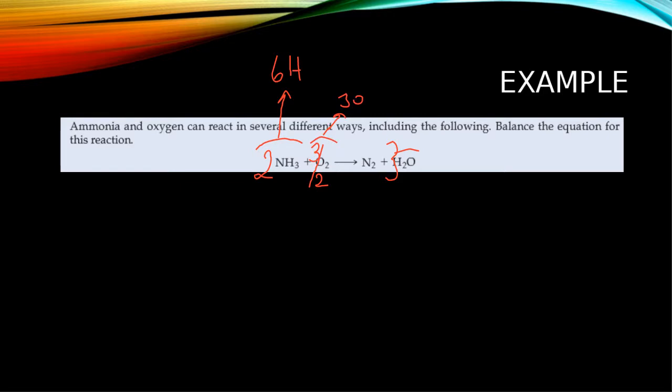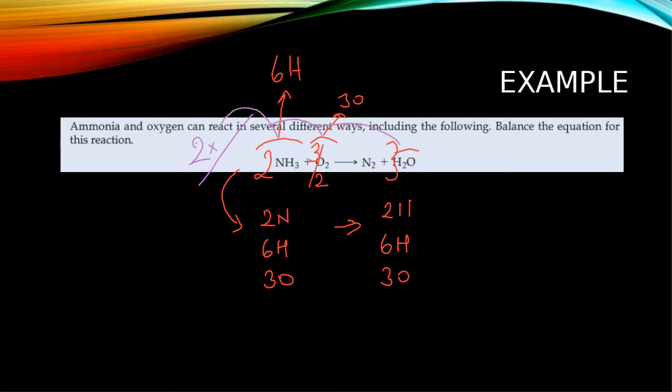Okay, and then please check that reaction. Is it equal or not equal? 2 nitrogen, 6 hydrogen and 3 oxygen on the left, and on the right, 2 nitrogen, 6 hydrogen and 3 oxygen. We don't want fractional coefficients, so we can multiply by 2, and this affects all of these formulas.